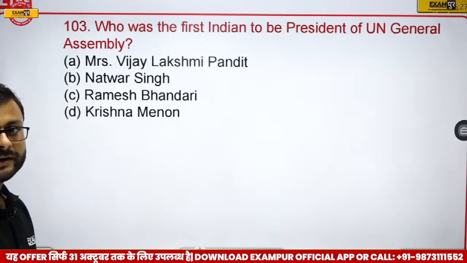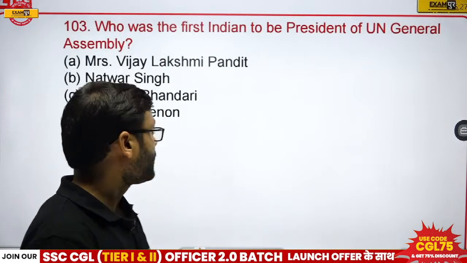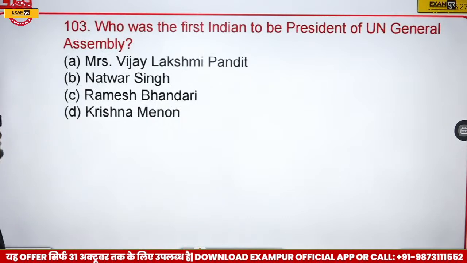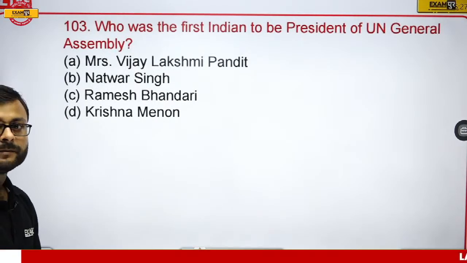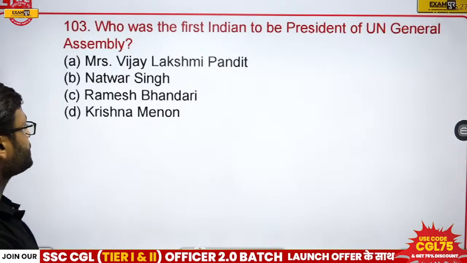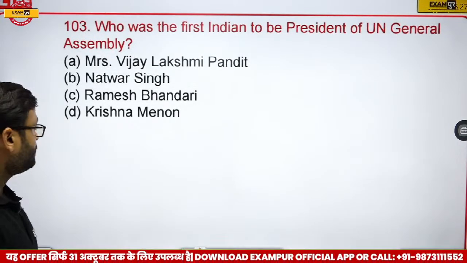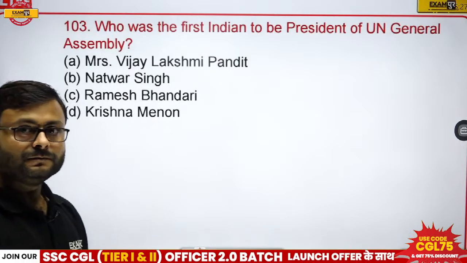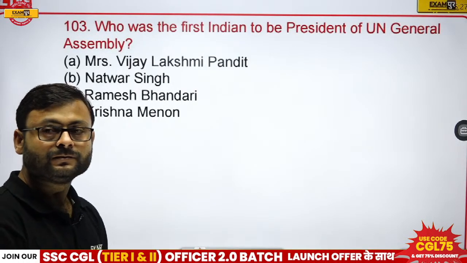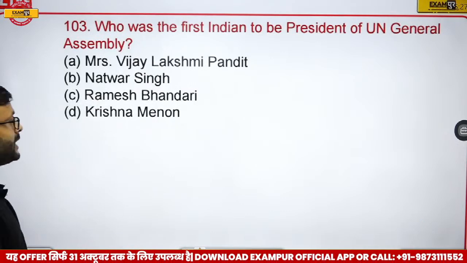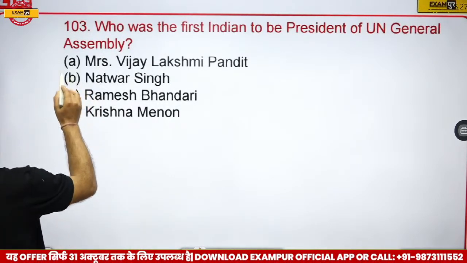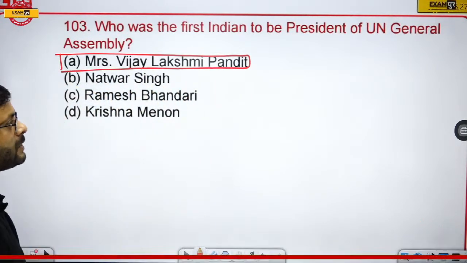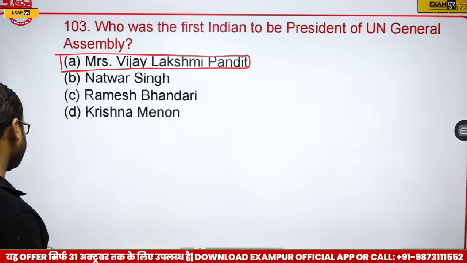Now come to question number 103. Who was the first Indian to be the president of UNGA? Here the options are Mrs. Vijay Lakshmi Pandit, Natwar Singh, Ramesh Bhandari, Krishna Menon. What is the correct answer for this question? As we have already discussed, Mrs. Vijay Lakshmi Pandit, who was the sister of Jawaharlal Nehru, is the first Indian president of the UN General Assembly.